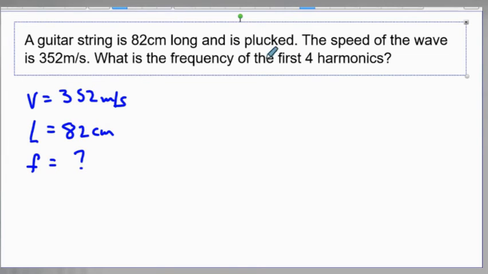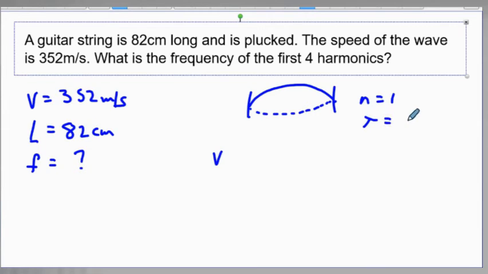So what we know is that we've got this 82 centimeters long string, and we're going to assume that that's the first harmonic. So it's our first standing wave, n is 1. First of all, I need to know the wavelength. The wavelength of that would be 82 centimeters times 2, which is 1.64 meters.